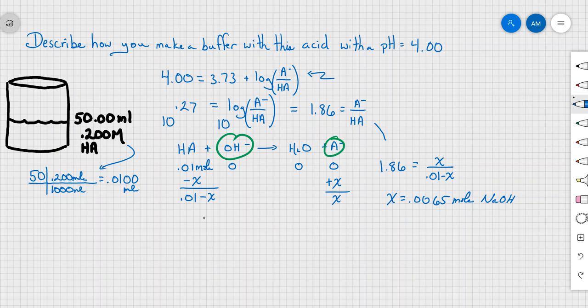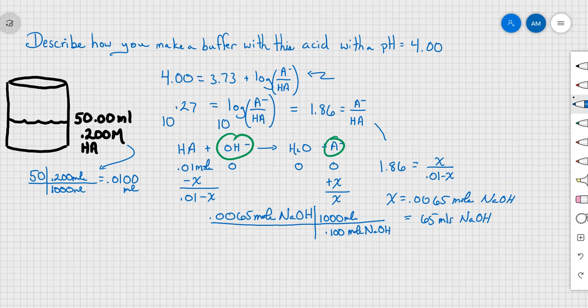So we're going to go ahead and do this. I know that I want 0.0065 moles of NaOH. I know the molarity of NaOH I used, and that is 0.1. So I'll put 1,000 mLs up here, 0.1 down here, and what I'll get is 65 mLs. So if I titrate this with 65 mLs of NaOH, I should get a buffer of 4.